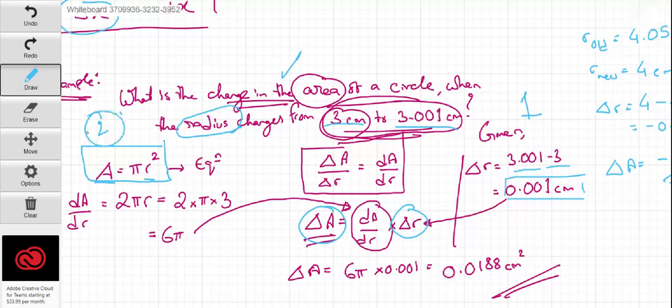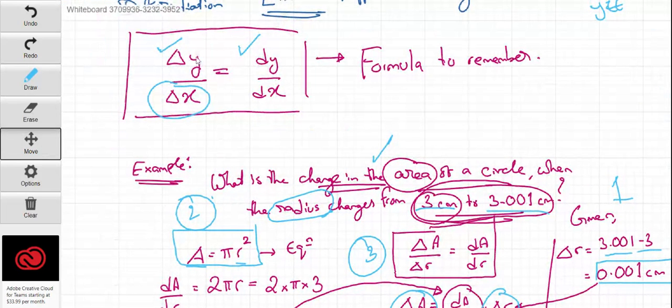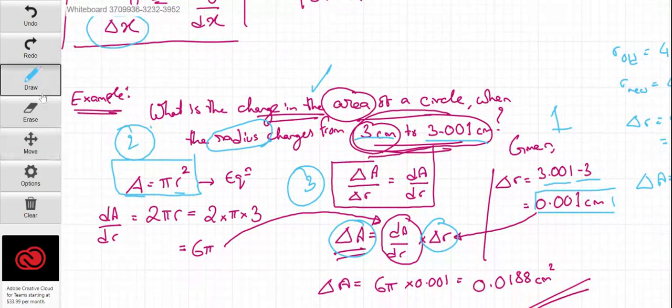Now the third step is to write down the formula you're going to use. So write down this formula: change in y by change in x equals dy by dx, except write it down for your problem. In this case, we don't have x's and y's, but we have the change in the area which is dependent on the change in the radius is equal to, obviously the equation is A equals pi r squared. So obviously the best thing we can find is dA by dr.